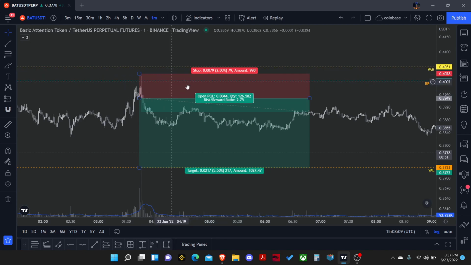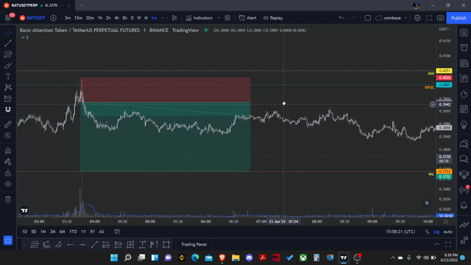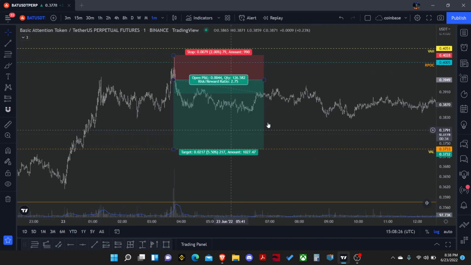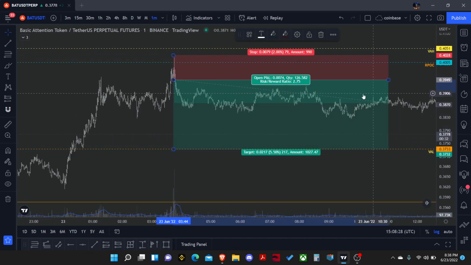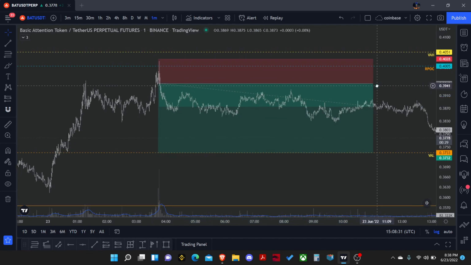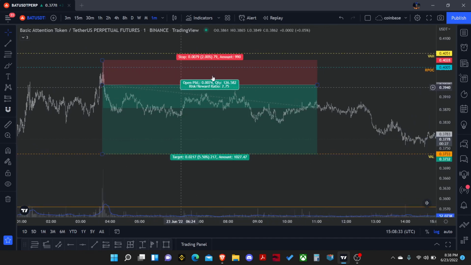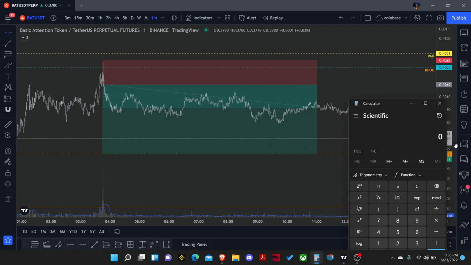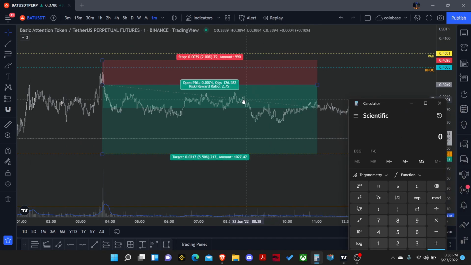So if I'm risking, let's say, $100 here, I can get $275 in this trade. So that's what this risk to reward ratio means. In this session, I'm going to explain how you can calculate the position size that you want to enter into your trading platform when you take the entry. It's very simple. There is no need to get complicated.